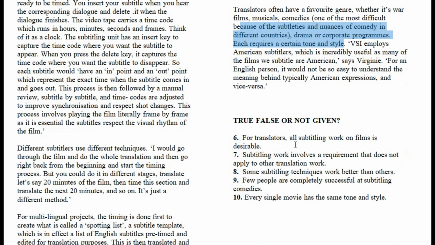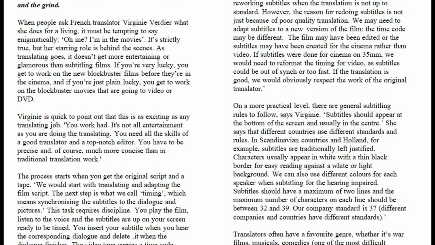For translators, all subtitling work on films is desirable. So you can see here, all subtitling work on films is desirable. You need to find this statement. If you analyze, you can see, it might be tempting to say enigmatically, I'm in the movies.